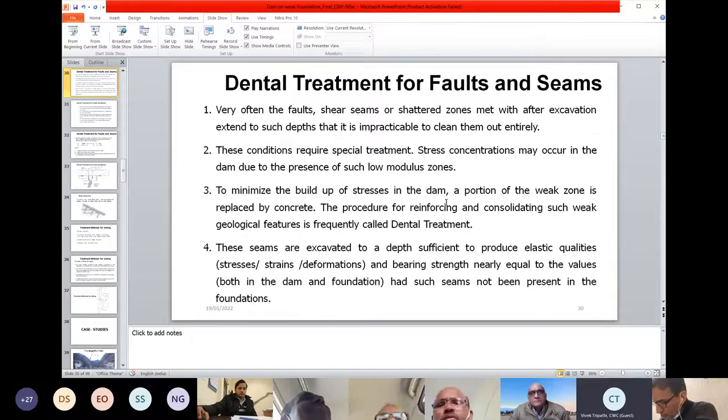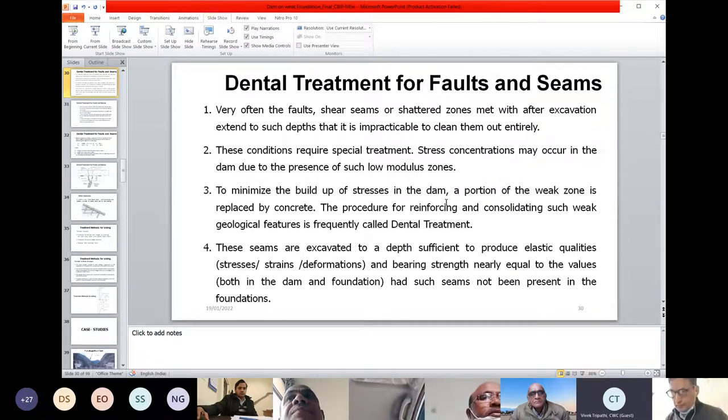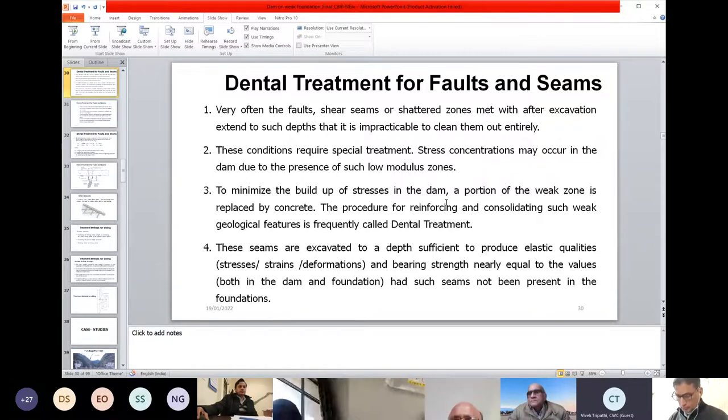Now for faults and shear seams, we take a different procedure, which is called the dental treatment of the foundation. So very often the faults and shear seams or shattered zone met with after excavation extend to such depth that it is impracticable to clean them out entirely, because we cannot go deeper from the practical point of view and also the cost point of view. So we concentrate on this aspect depending on the stresses only.